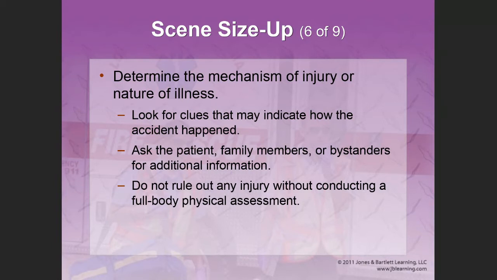Now, with the nature of illness, you can get that information directly from the patient. So you can get that information by communicating directly with the patient. You can get it from family members, you can get it from bystanders, and you can get it from the location or scene, the environment that you find the patient in. Right? So determine the mechanism of injury or nature of illness. Look for clues that may indicate how the accident happened. Ask the patient, family members, or bystanders for additional information. Do not rule out any injury without conducting a full body physical assessment.